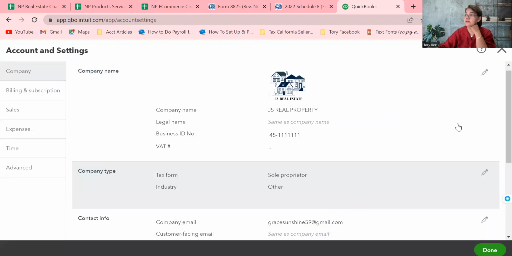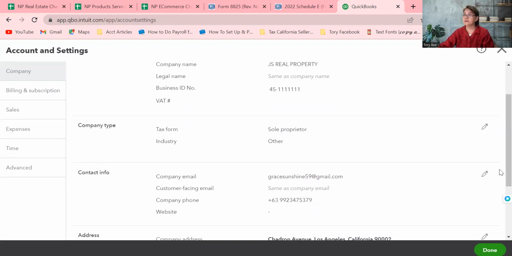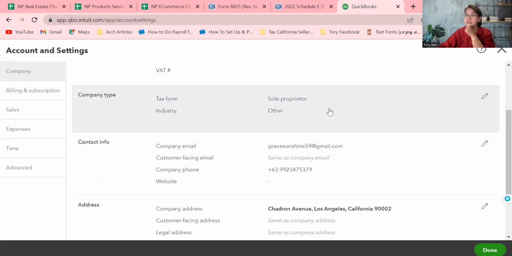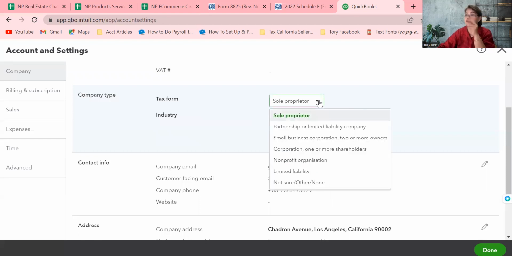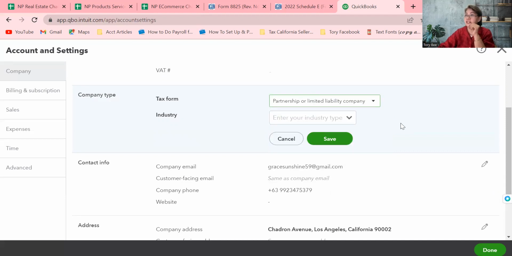Okay, next. Tax form. Here's again the pencil icon. This is important: if you are not sure about the tax form, what you should do is ask the client for the registration to be sure, because it's indicated there. For now, let's have this LLC.